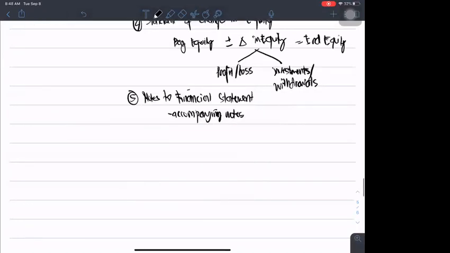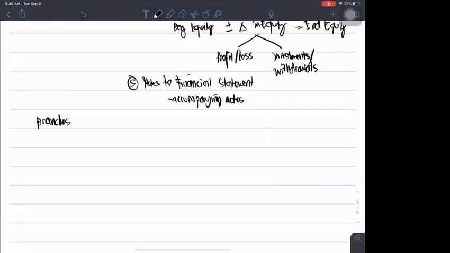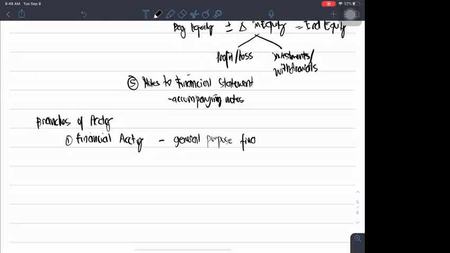We go now to your different branches of accounting. We will only discuss a few branches of accounting. First, we have your financial accounting. So what is your financial accounting? Financial accounting focuses on your general purpose financial statements. It is concerned with the recording of transactions and preparation of financial statements. That is your financial accounting.